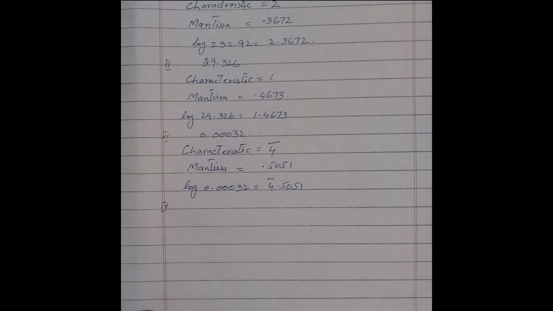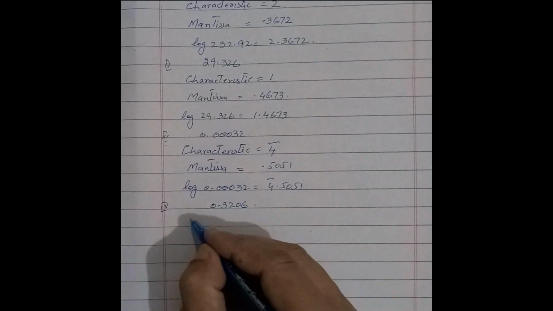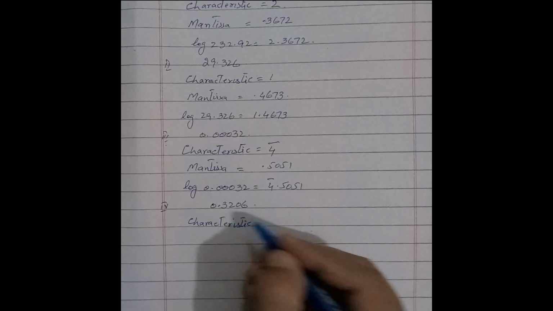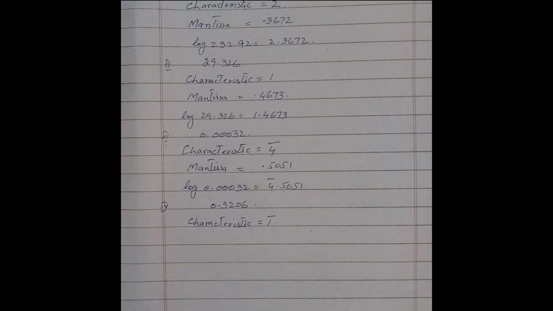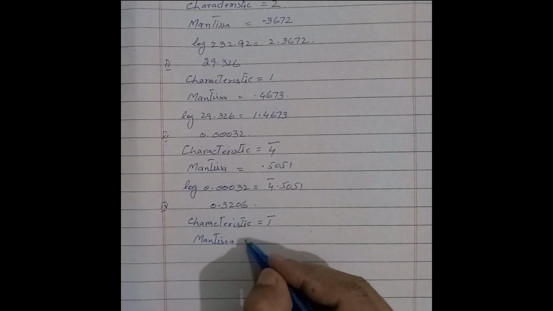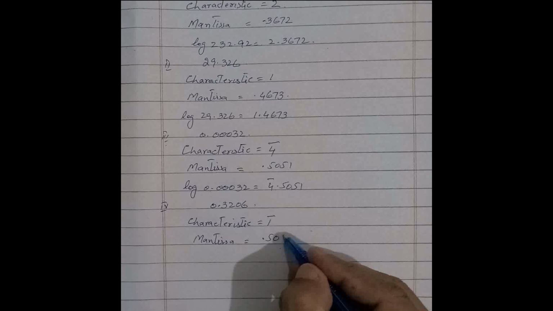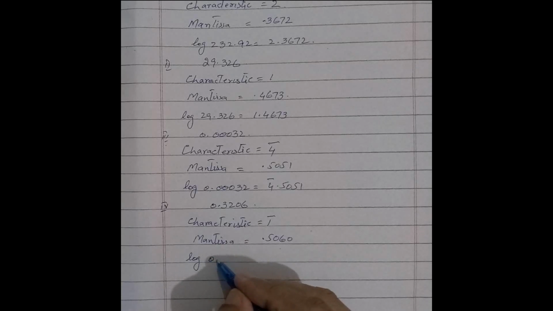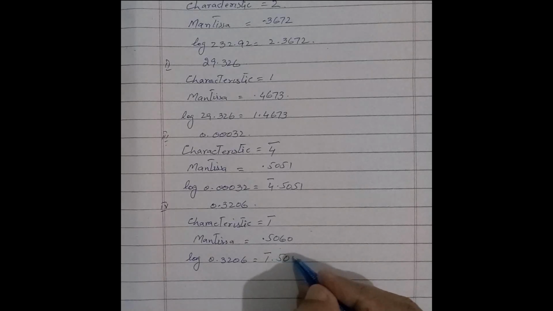And the fourth part is 0.3206, in which the characteristic is -1, and we write it 1 bar, and the mantissa is 0.506, and hence log 0.3206 is equal to 1 bar 0.506.